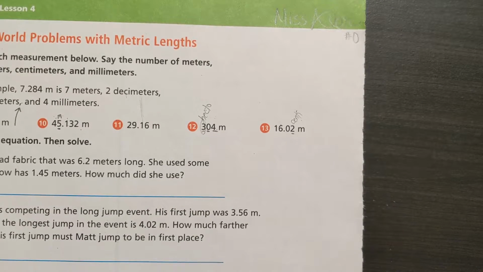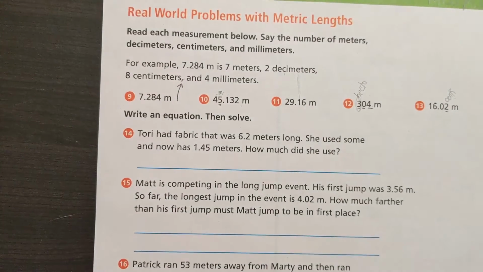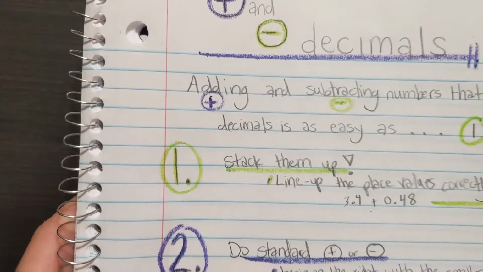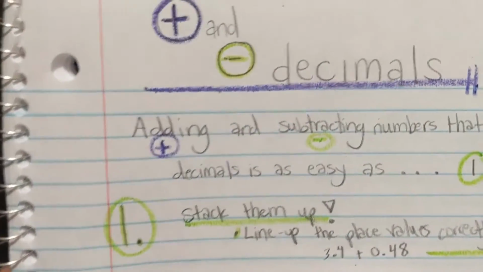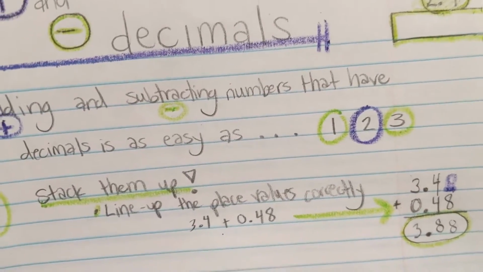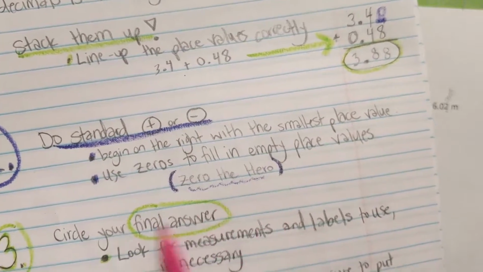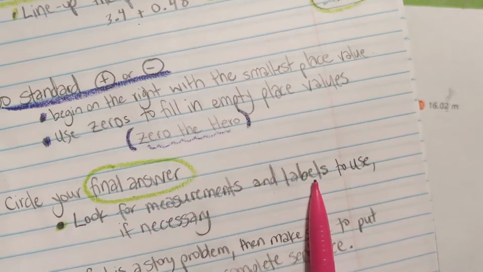And now what we're doing on the rest of these are some story problems. So we get to use all of our journal steps that we just did about adding and subtracting decimals and making sure that we follow the steps that are as easy as 1, 2, 3. So, first step, stack them up. Make sure you line up place values correctly. Second, do what you're supposed to do. Fly and 0 the heroes if necessary. 3, circle your answer, look for labels and measurements, and put it in a complete sentence.